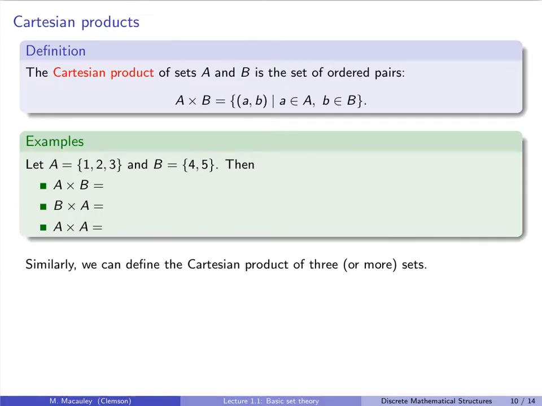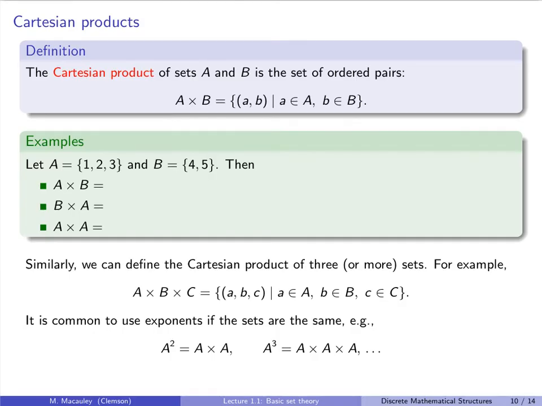Similarly, we can define the Cartesian product of 3 or more sets relatively easily. So A cross B cross C is a set of ordered triples (a, b, c), where a is in the set big A, b is in big B, and c is in big C. It is common to use exponents if the sets are the same. So if I write something like A squared, I mean by that A cross A, and A cubed is A cross A cross A, and so forth.